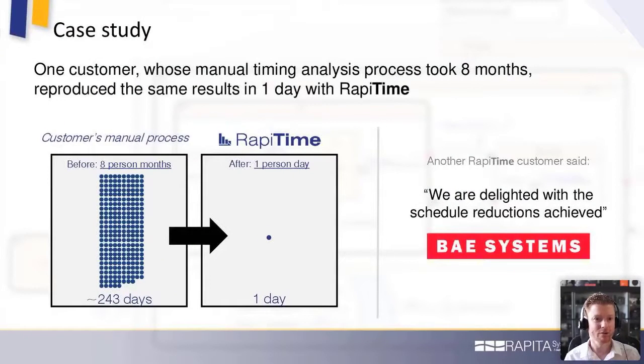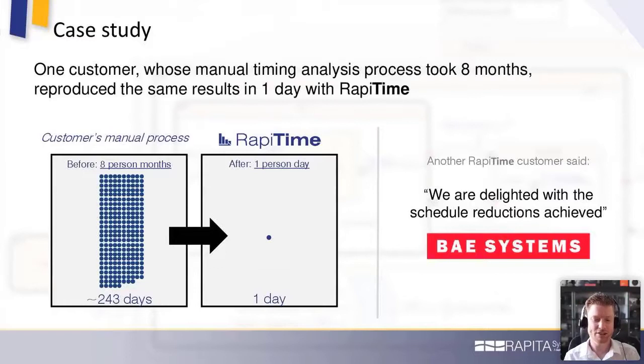So here's an example of what can be achieved in practice. One of our customers reduced the time taken to perform their timing analysis from 243 days, which is 8 months, down to 1 day. This seems pretty extreme, a very large reduction in effort.